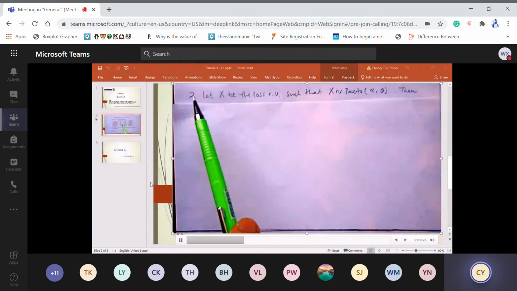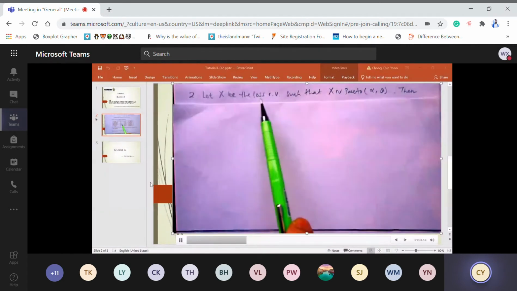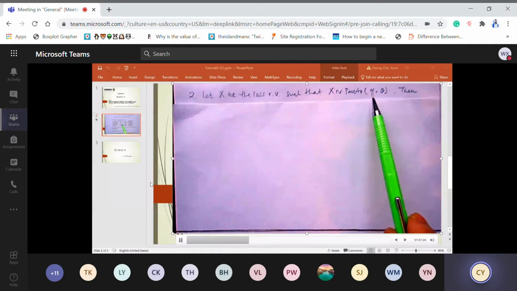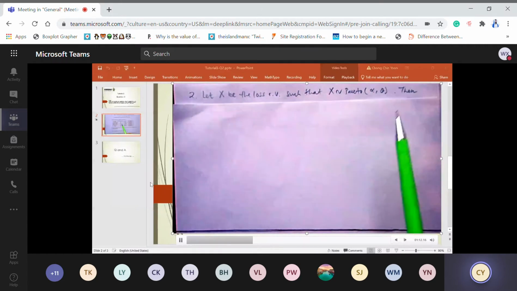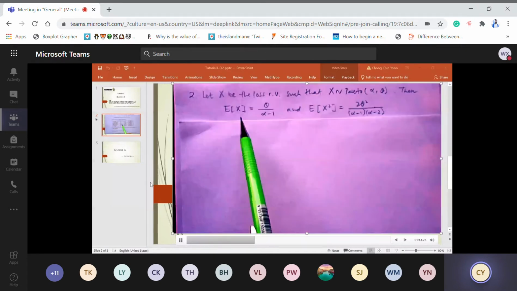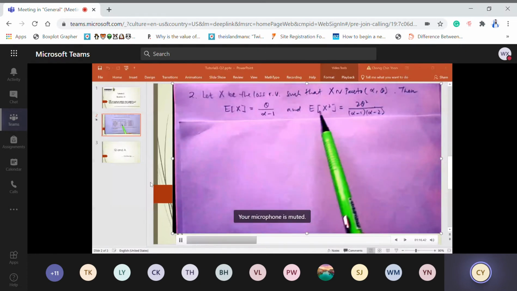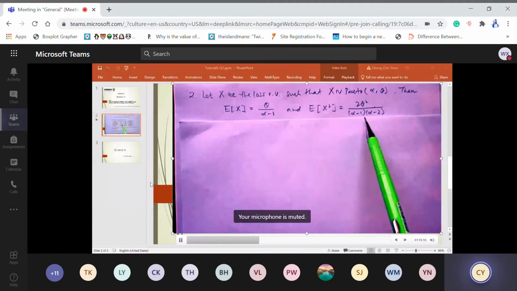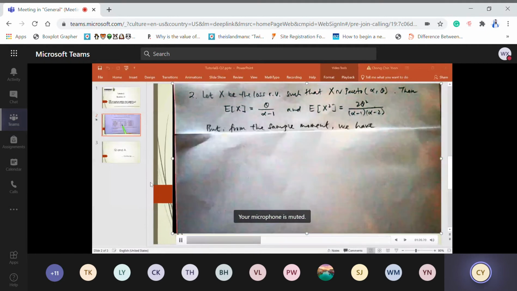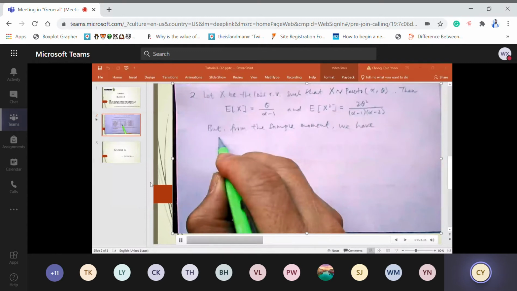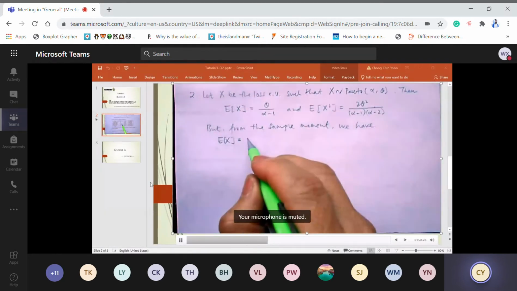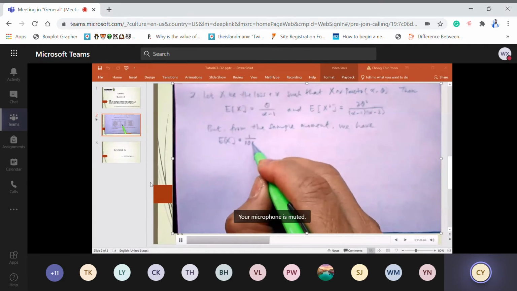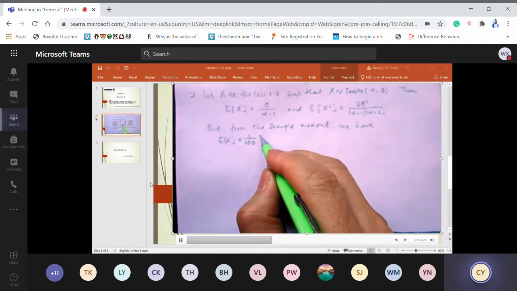Solution for number 2. Let X be the loss random variable such that X is Pareto distributed with the parameters alpha and theta. Then from table C, we have the first raw moment and the second raw moment in terms of theta and alpha. But from the sample moment, we have the first raw moment, which is equal to 1 over n, multiplied by the summation of the xi.